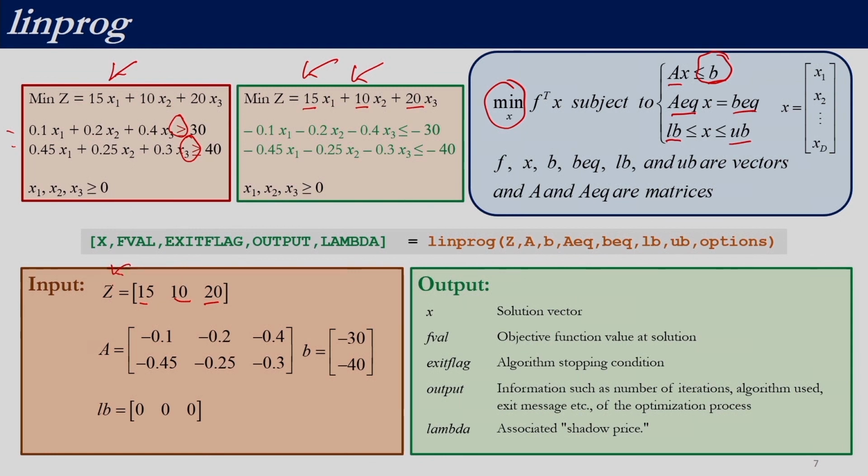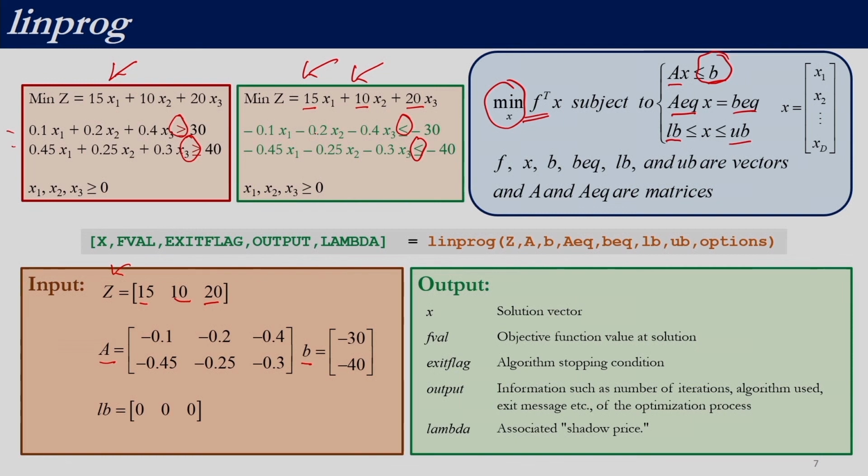This variable z is what is to be given, or this variable f. It is just a different variable name that we are using. So this z is the coefficients of the decision variables in the objective function, and this A is the coefficient matrix of the inequality constraints. A and B are two variable names. They should contain the coefficients of the decision variables in the constraints.